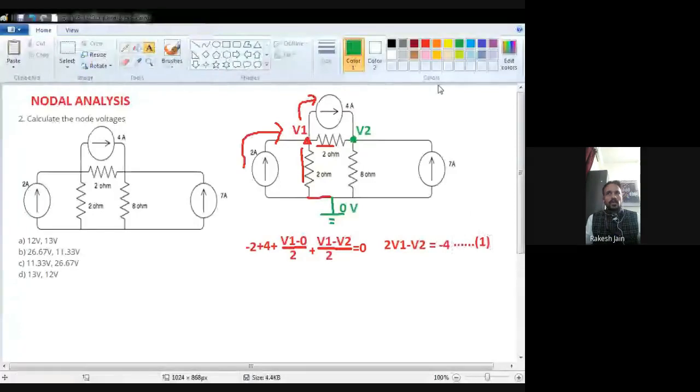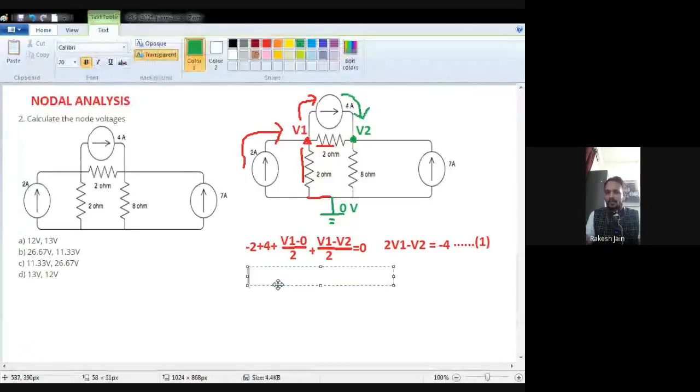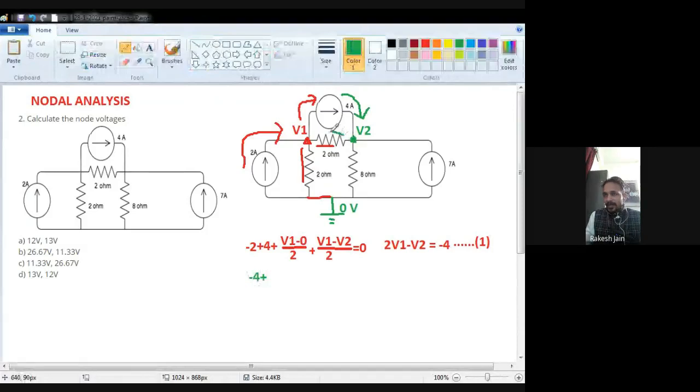So now what will happen? How many V1 are there? There are 2 V1. How many V2 are there? Minus V2. And what is at the right hand side? This plus 4 will move to the right hand side and it becomes -4. So this is the solution of that. So I just remove these 2 steps. This is very simple. Now what is my equation number 1? This is my equation number 1 that comes from this calculation.